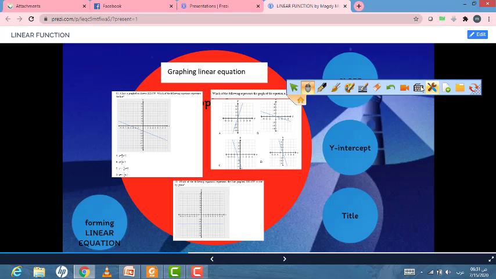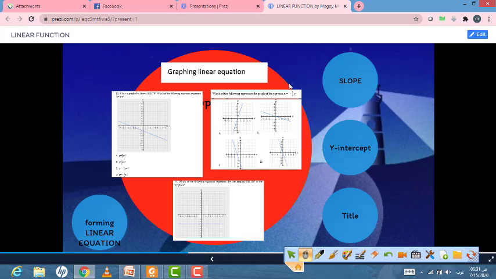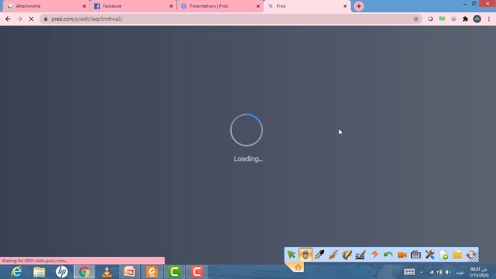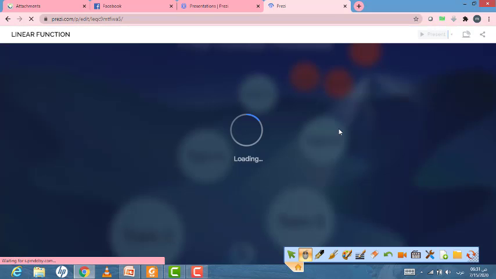Today we're gonna continue what we have started about linear. Today we're gonna see how we make graphing linear equation. To graph linear equation, you must identify slope and y-intercept, or point slope, or 2 points. We will see this one.